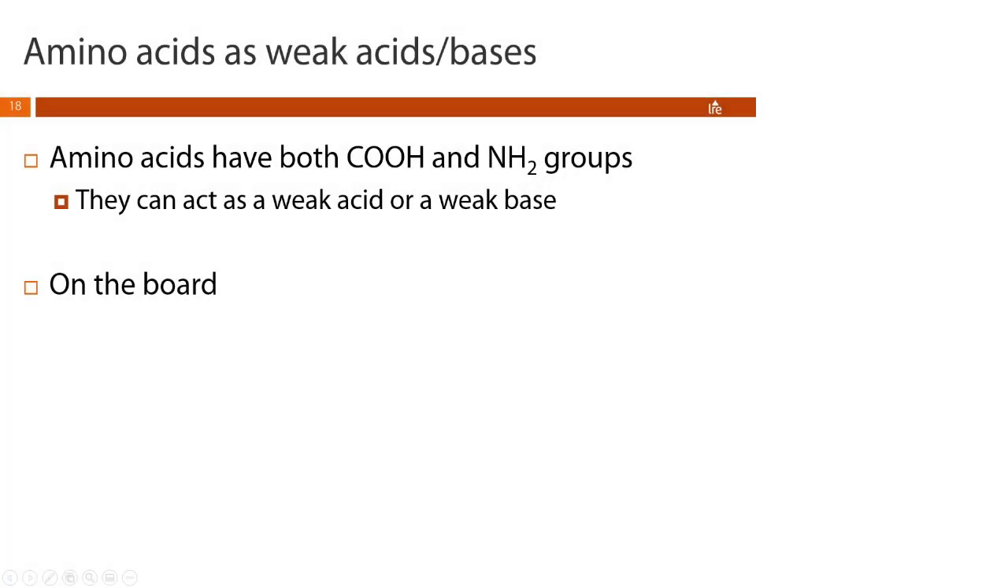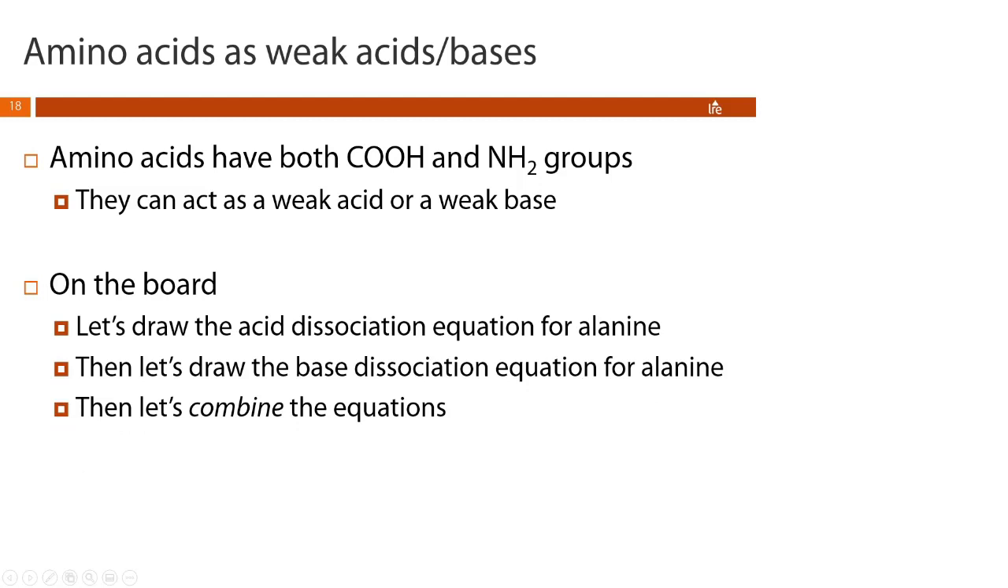Alright guys, so today is our second proteins lecture, and we're going to use this time to talk about the acid-base properties of amino acids. So amino acids have both a carboxyl group and an amino group. So that means they can act as a weak acid with the carboxylic acid group, or a weak base with the amino group. So what we're going to do is on the board, we're going to draw the acid dissociation equation for alanine, the base dissociation equation for alanine, and then we're going to combine both of the equations.